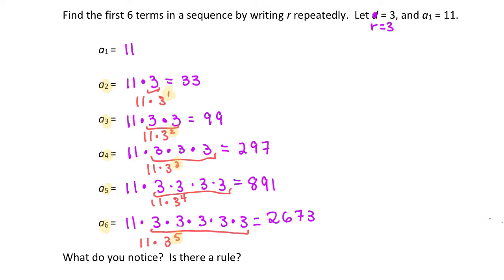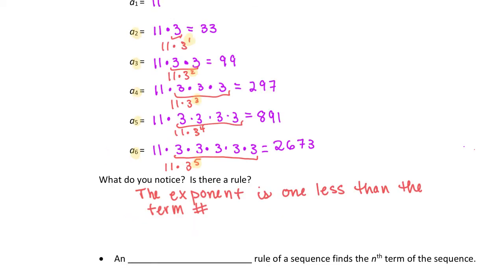The exponent is always 1 less than the number of the term. So in other words, let's say I wanted to find a sub 7. So another way of doing this would be to say 11 times 3 to the 6, because 6 is 1 less than 7, and I could get that next number, which is 8,019.